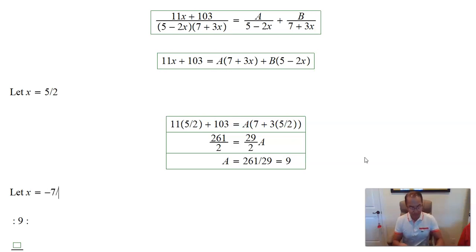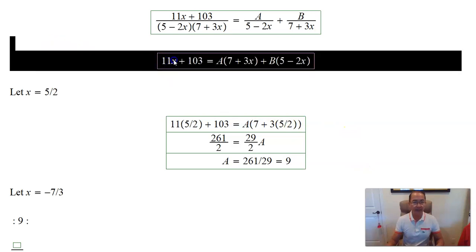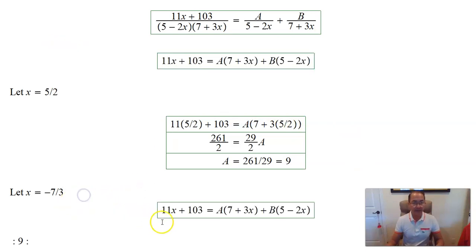Okay, so next we will let x be negative 7 over 3, and so we will get, yeah, you know what, let me copy this. It would be easier to do our plugging in. 11 multiplied by negative 7 over 3. And so this time A goes away as it should. And x is negative 7 over 3. Okay, so B survives.